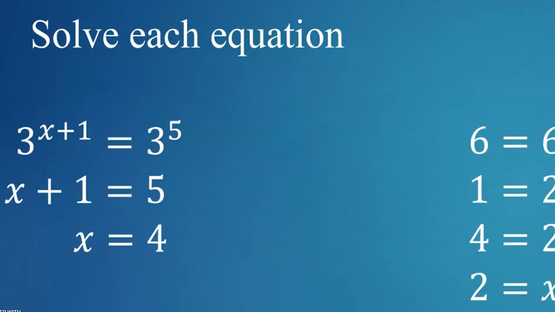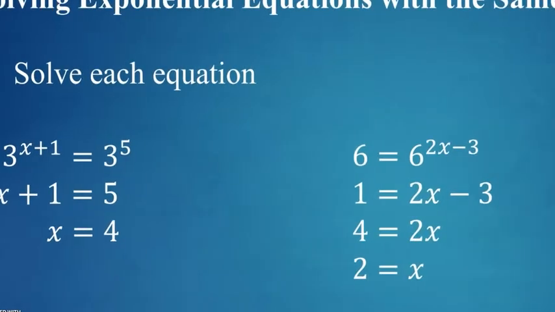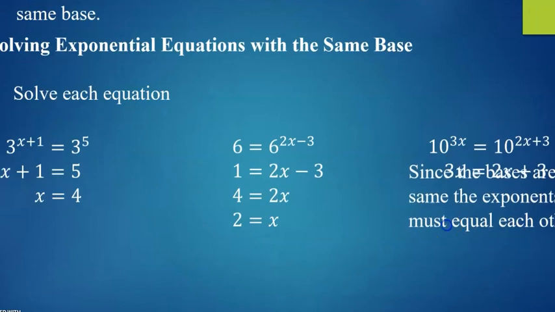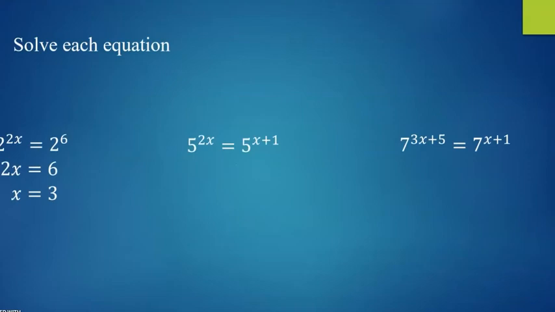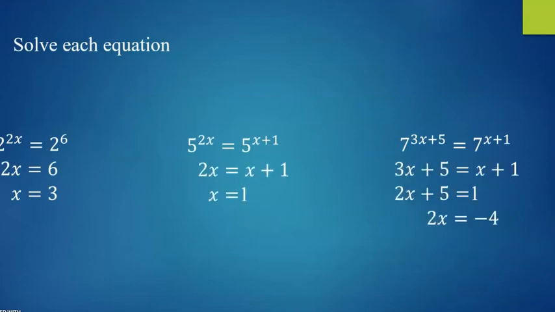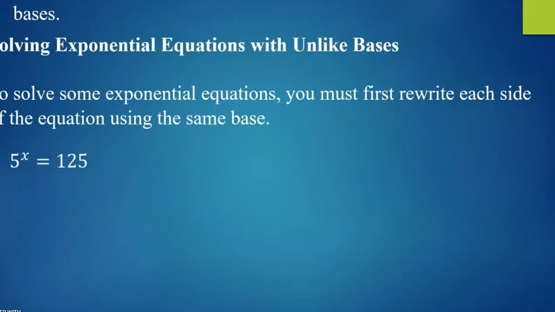To solve this one, what should we do? In the unlike bases, our task is to make sure that the left side and right side are equal. If they are not, it's not possible to solve. In this case, it's equal, then we will cancel out the bases and equate the exponents.